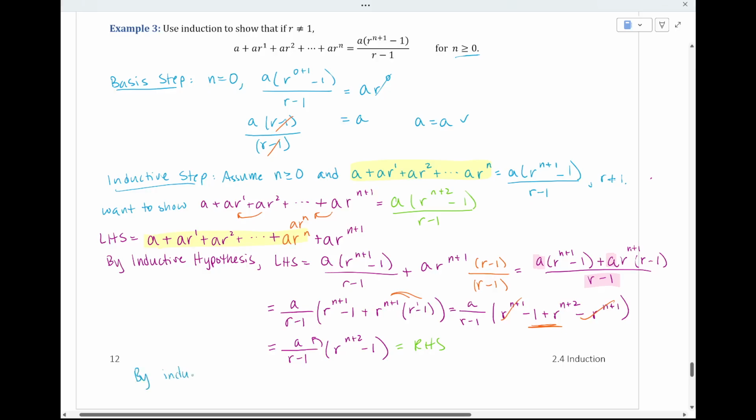By induction, the equation is true for n greater than or equal to 0. Okay, I think we're ready to move on to the last one.